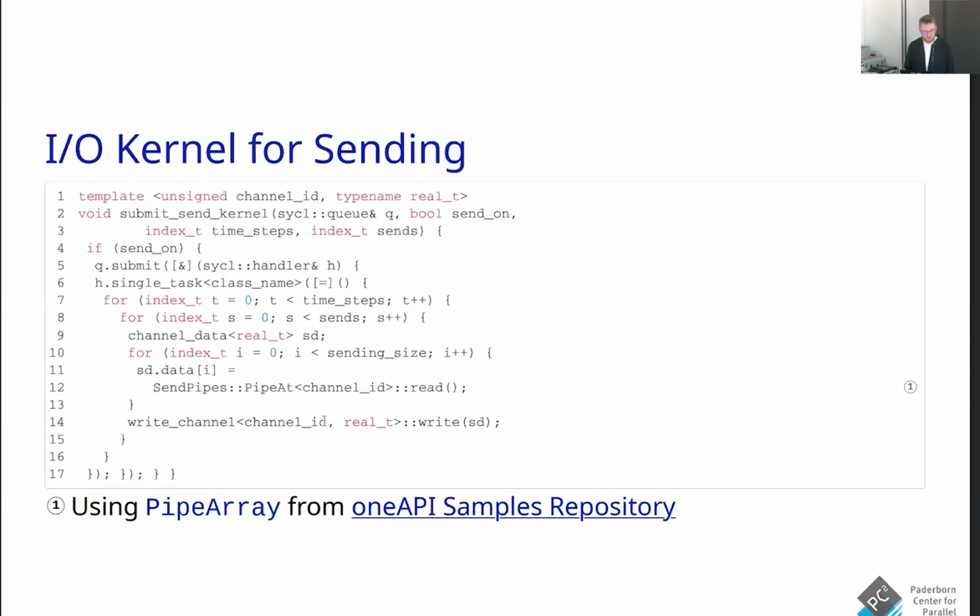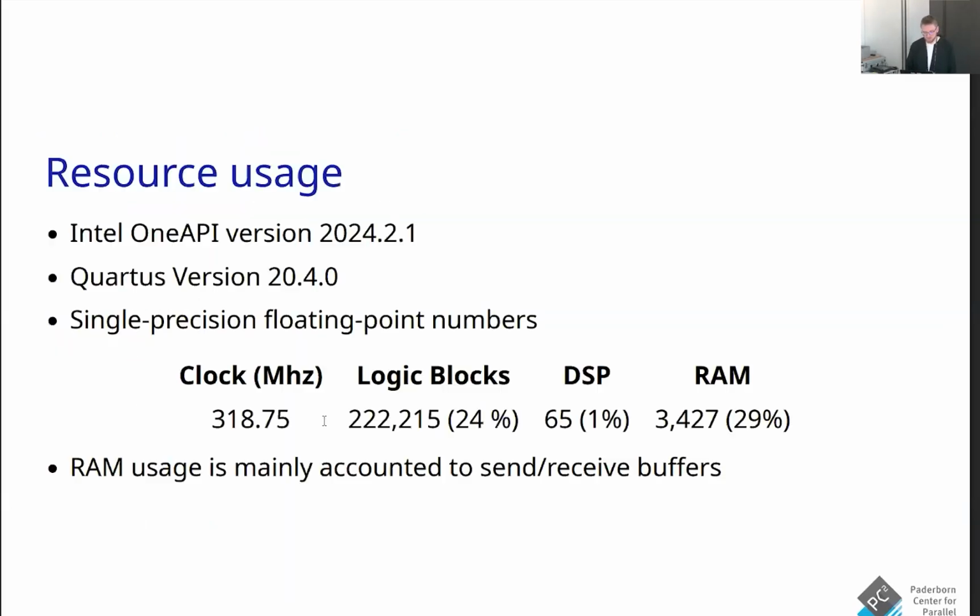All right, so that's the sending. Receiving works the other way around. There is no magic happening. And now getting a bit to the results. So in our experiments, we used oneAPI version 24.2.1 with the Quartus version 24.0, which is the latest one that is supported for our boards. And we are calculating in floats.